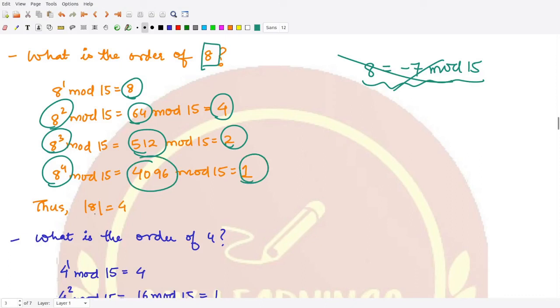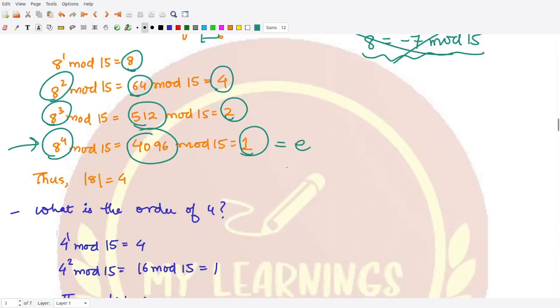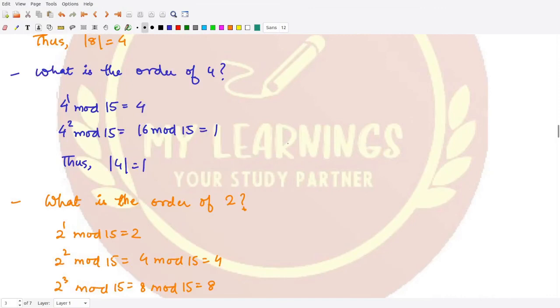And then 8 power 4 mod 15 is 4096 mod 15, which is equal to 1. So the order of the element 8 here is equal to 4, because for the power 4 we have the identity in this case. Similar is the order of element 4. For the element 4 we have 4 power 1 mod 15, that is equal to 4. 4 square mod 15, that is 16 mod 15, which is equal to 1. Thus the order of 4 is equal to 2, right?